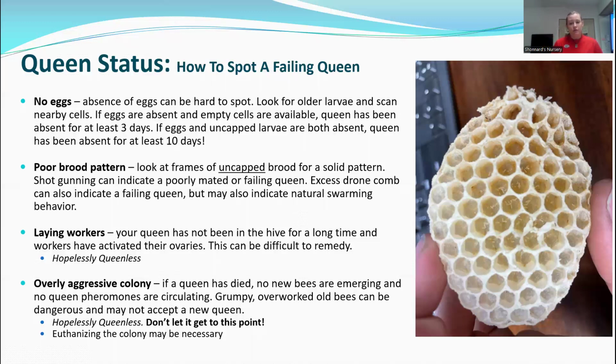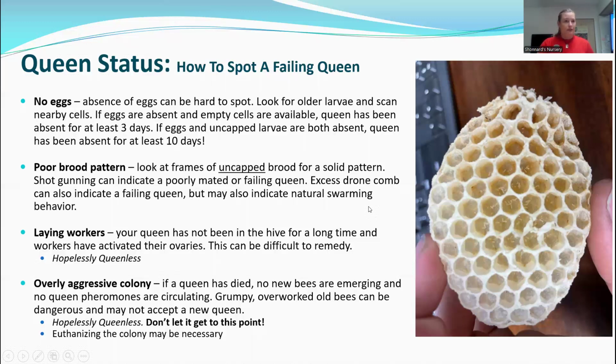So they're going to lay exclusively drone, and they're not very good at laying eggs. So they're going to be laying a ton of eggs, 6 to 20 eggs per cell. And they can't really reach the bottom usually. So you'll see them kind of clustered on the sides of the cells too. So there are a lot of different indicators to tell that you have laying workers.